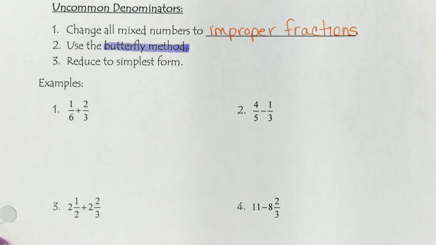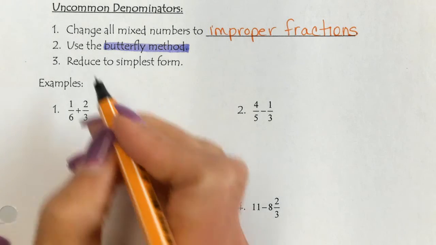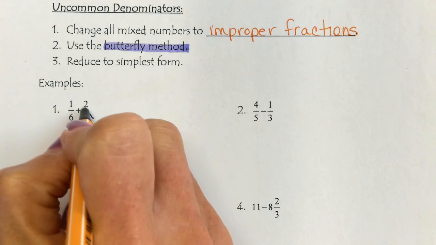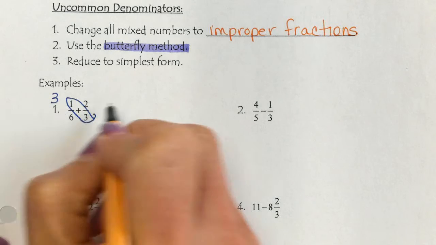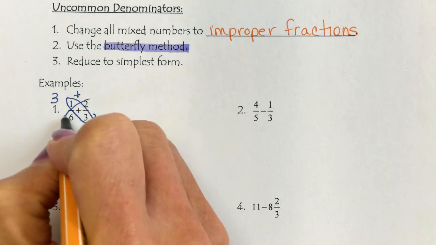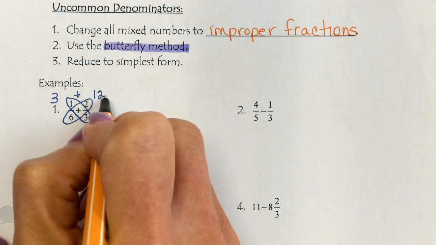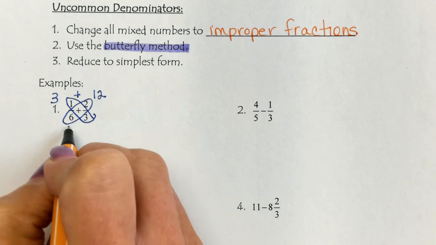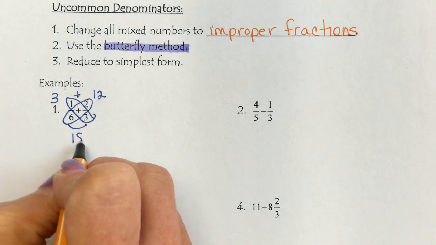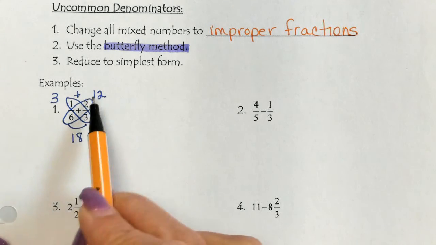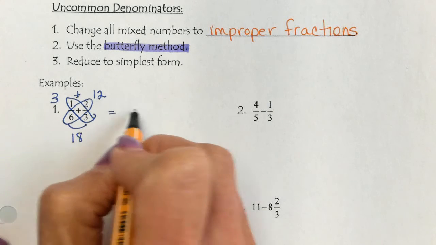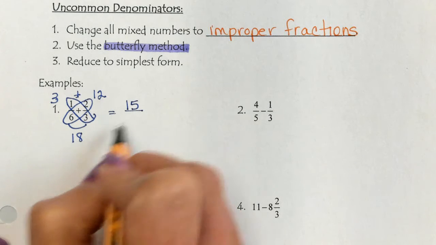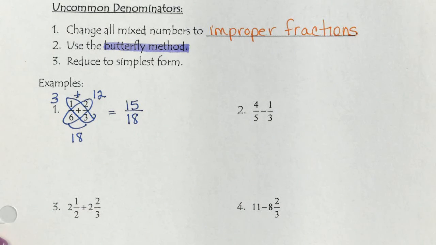All right, so butterfly method says we are going to cross multiply. So I'm going to multiply 3 times 1, and that gives me 3. And I'm going to bring a plus sign, and I'm going to multiply 6 times 2. That's 12. And then I'm going to multiply the 2 denominators together and get 18. And the reason it's called a butterfly method is this kind of looks like a butterfly. So I'm going to do 3 plus 12 is 15, and I'm going to bring over that 18. And then reduce. That's it.